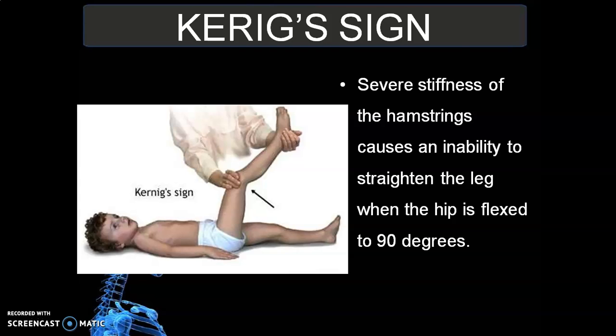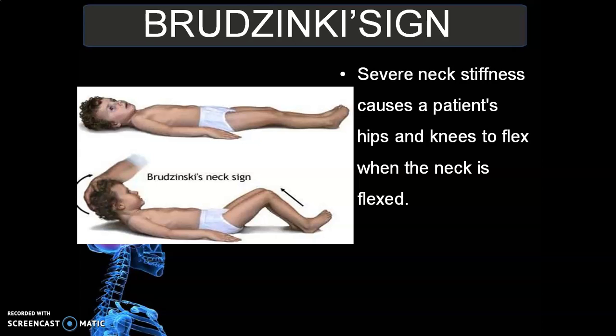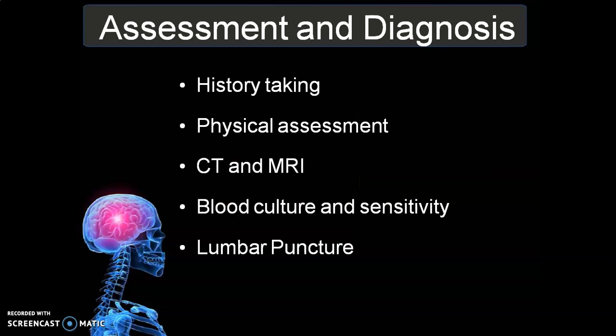The Kernig sign, as I told you in my previous class, the Kernig sign and the Brudzinski sign. So in the Kernig sign, what will happen? There will be severe stiffness in the hamstring, causing an inability to straighten the legs. While lying down, the patient won't be able to straighten his legs when the hip is flexed to 90 degrees. All right. And in Brudzinski sign, what will happen? Severe stiffness of the neck will occur, due to which the hip and knees flex with the neck. If you flex the neck of the patient, the knees automatically get flexed. All right. So this is the sign of Brudzinski.